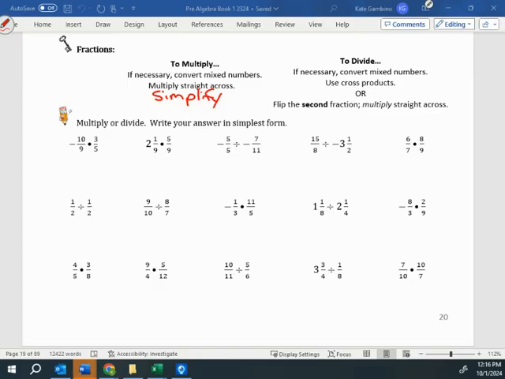Let me see. Let's look at this one right here. 6 over 7 times 8 over 9. If I wanted to cross simplify instead of simplifying it, well, let's work it out the way it is. Multiplying across, 6 times 8 is 48. 7 times 9 is 63. Can I simplify that? What can I divide out of both of those numbers?